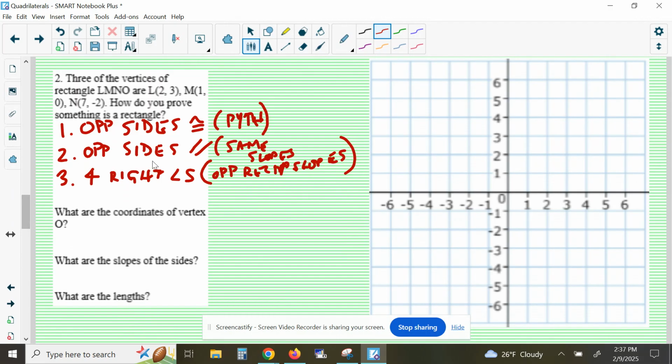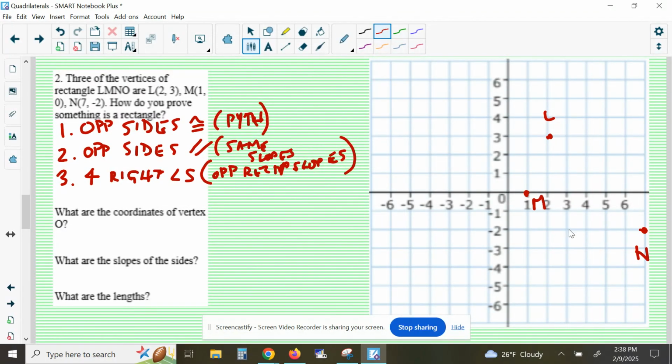3 of the vertices, so we have L is at 2, 3. Remember, stop your video, graph it, and then turn it back on. 2, 3 is L. M is 1, 0. So that's the right one and up 0. That is M. N is 7, 2. So over 1, 2, 3, 4, 5, 6, 7. And down to -2. Okay, so that's over here. That is N. I hope this graph is big enough. We'll figure it out.